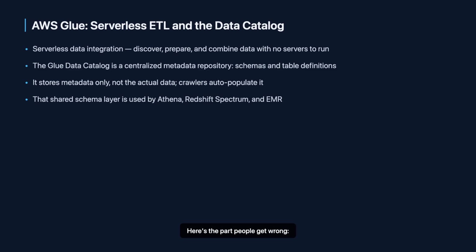Here's the part people get wrong. The catalog stores metadata, not the data itself. Crawlers scan your data and auto-populate it, and that shared schema layer is what Athena, Redshift Spectrum, and EMR all read from, so they agree on what your tables look like.